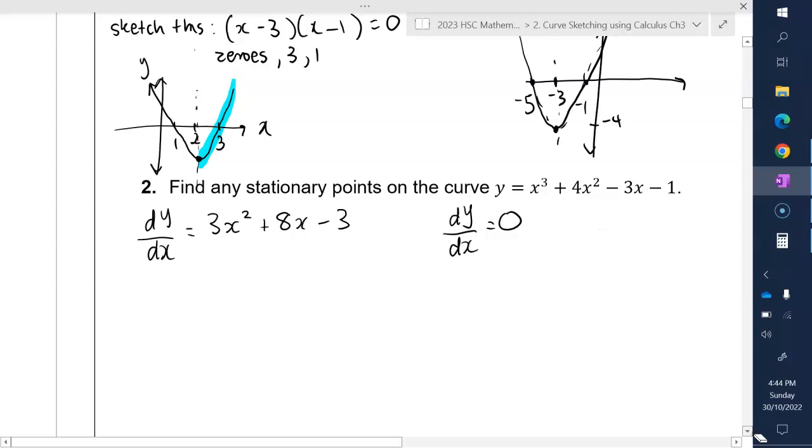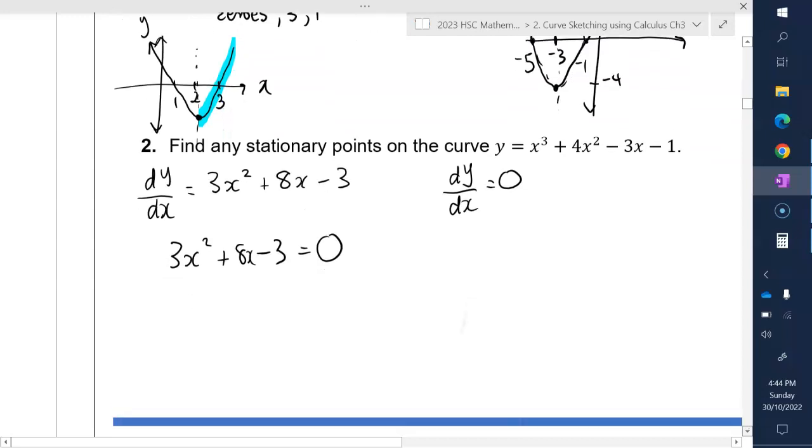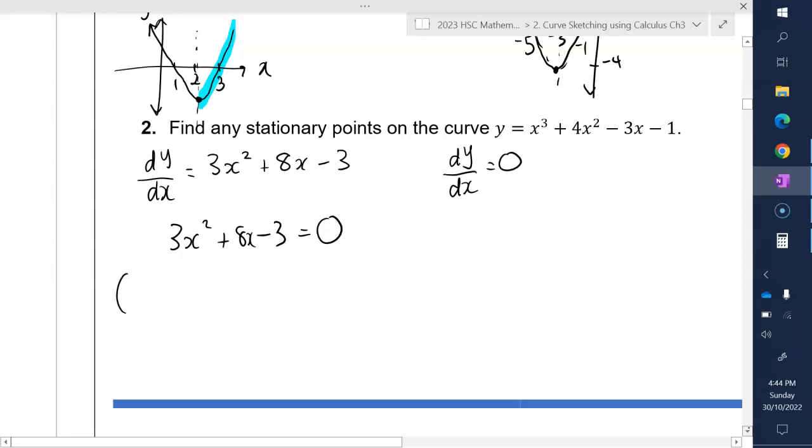So dy dx is equal to 0. We need to work out when dy dx is equal to 0. So 3x squared plus 8x minus 3 is equal to 0. If you want to pause the video and have a go at that, let's see if we can get it into our factorized form.